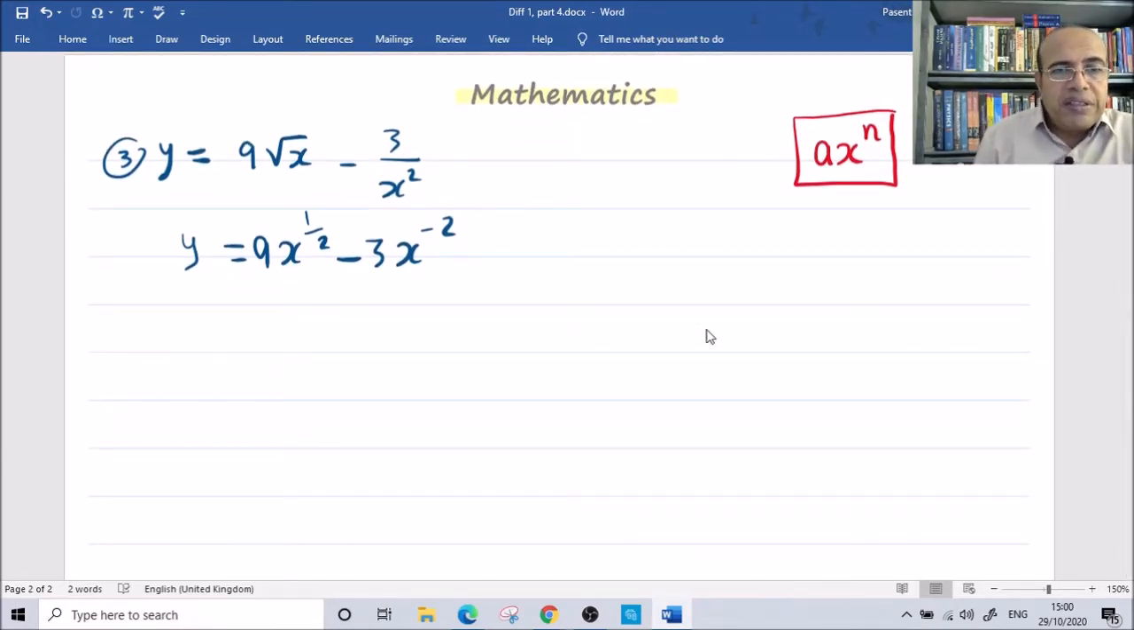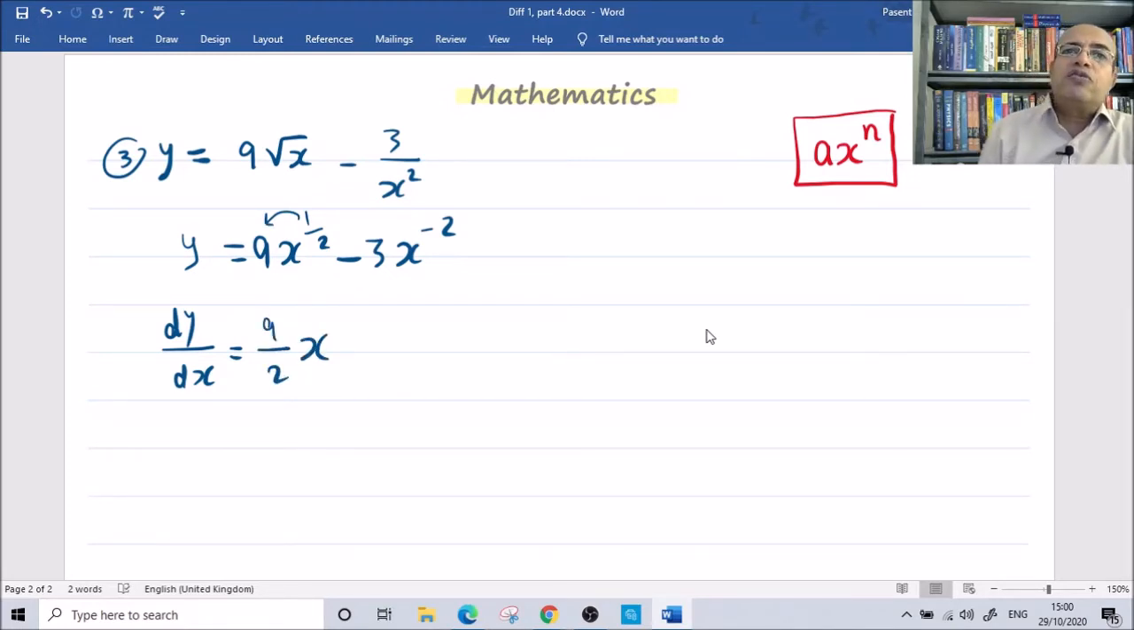The first derivative is dy by dx. The power goes down. Half times 9, by using a calculator, is 9 over 2. And minus 1 from the power, half minus 1 is minus half. Negative 3 goes down, negative 2 goes down, negative 2 times negative 3 is positive 6. Reduce 1 from the power, negative 2 minus 1, negative 3. This is the first order derivative.